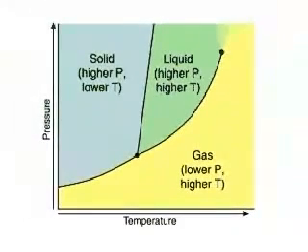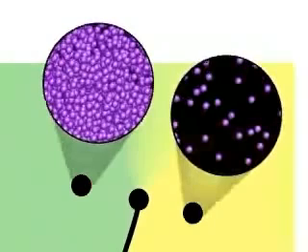Two other features of the phase diagram are important. The first is that the liquid-gas line ends at a point called the critical point, beyond which the distinction between a liquid and a gas disappears. Let's close in on this point and two points very close by to see what this means.